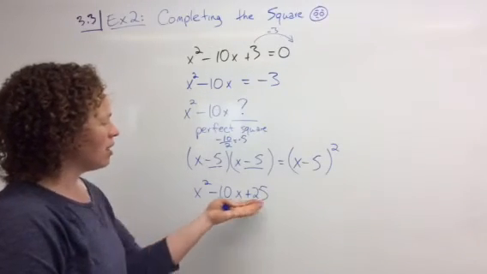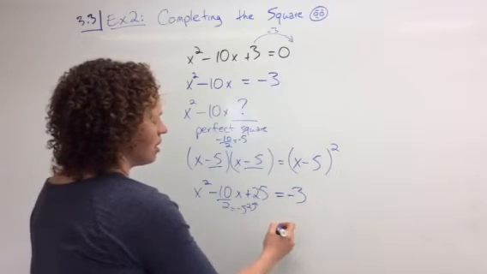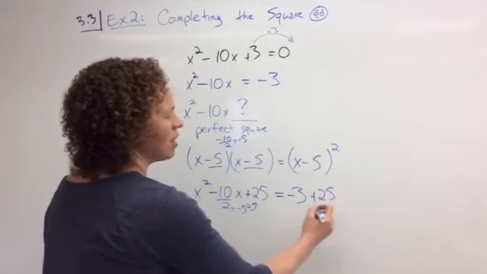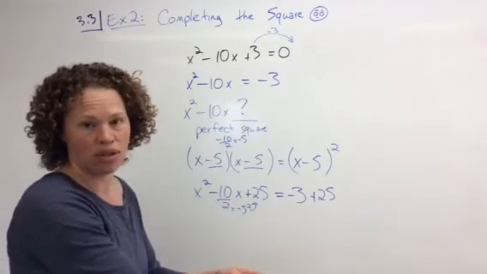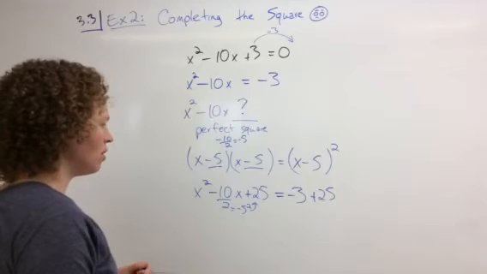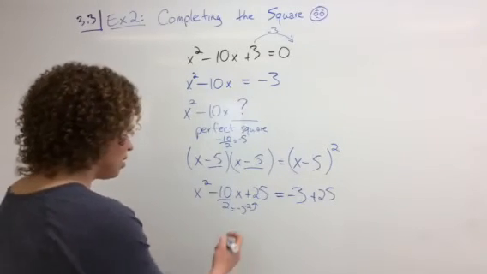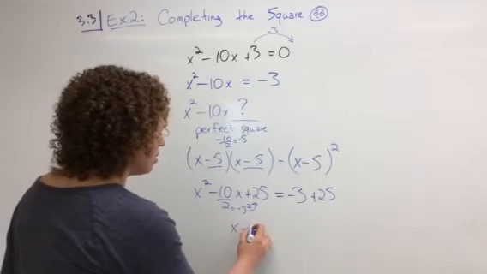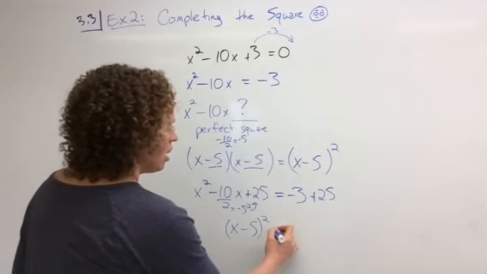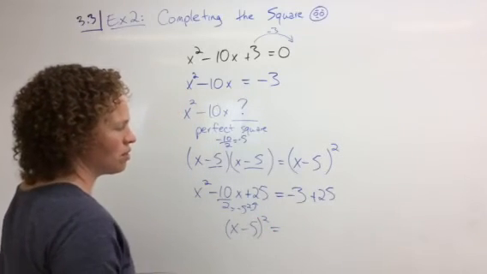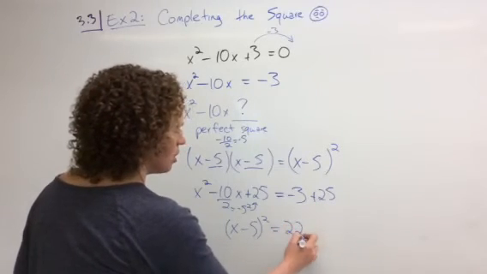But now that I've added the plus 25, I've got negative 3 on this side. I have to add the 25 to this side as well to keep those original equations equal. What I do to one side, I have to do to the other. So now this side can all be condensed to x minus 5 squared, because that's why I did it. And this side, because these are just numbers, can be simplified. Negative 3 plus 25 gives me 22.